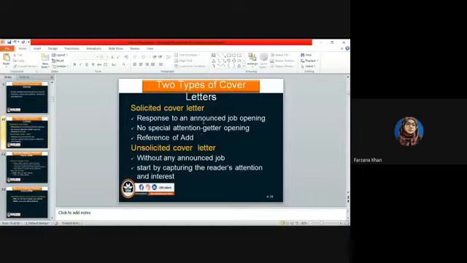But again, you will keep in mind all the rules of cover letter, because here you are going to face competition, as many people are going to apply for that position. So there are two types of cover letter: solicited cover letter and unsolicited cover letter.